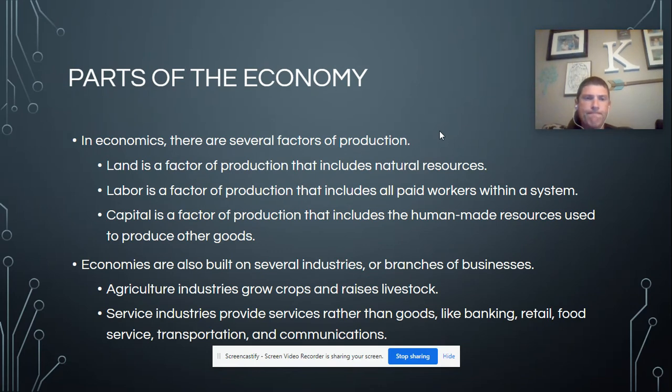All right, so moving on here, land, labor, and capital are the three factors of production. Land is where all the natural resources are produced. Labor is all the paid workers that can work in an area. And capital is all the factors that include human-made resources used to produce goods. But capital can be a lot of things. Improving your human capital would mean getting more skills and education. But capital can also be all the things that are needed to produce something.